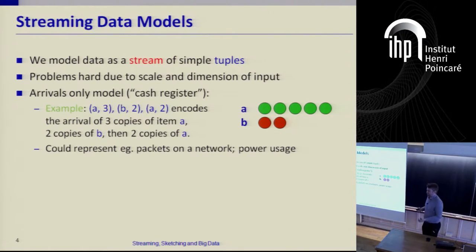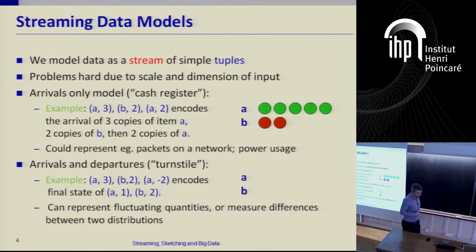So this captures various things you might see if you're analyzing data on a network, if you're looking at information coming from a smart grid or other places where we're just capturing large quantities of data. So in this cash register model, we only see arrivals, we only see new values adding to what we've seen already.